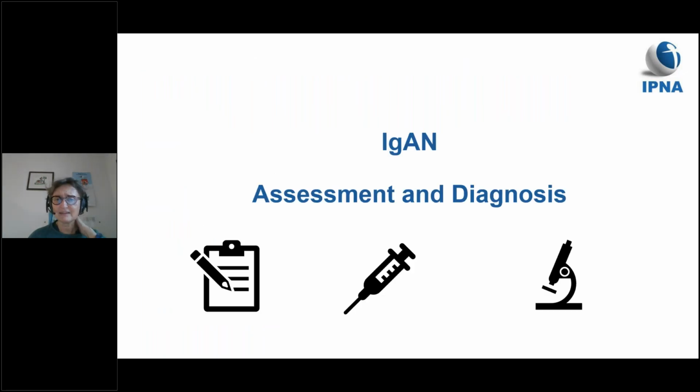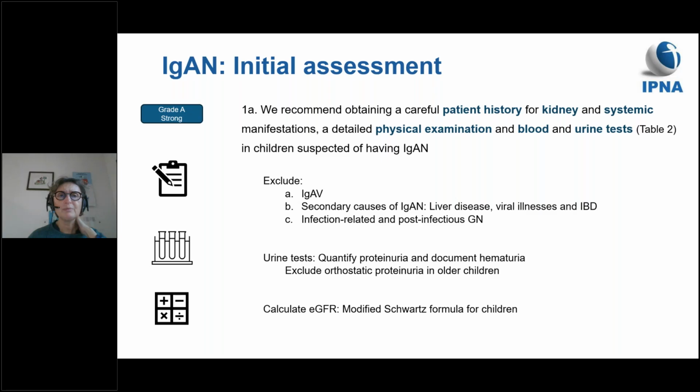So in terms of assessment and diagnosis of a child with a clinical picture that can be compatible with IgA nephropathy, the group recommended an initial assessment in which it was important to obtain a careful patient history for kidney and also for systemic manifestations, a detailed physical examination, and also performing both blood and urinary tests. And I'll go through rapidly the table, which is present in the publication, where we look at all this in detail. The goal of the initial assessment is to exclude other elements.